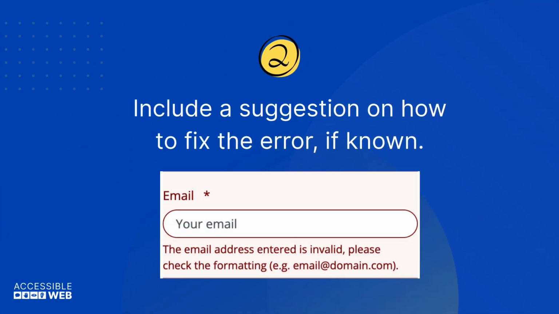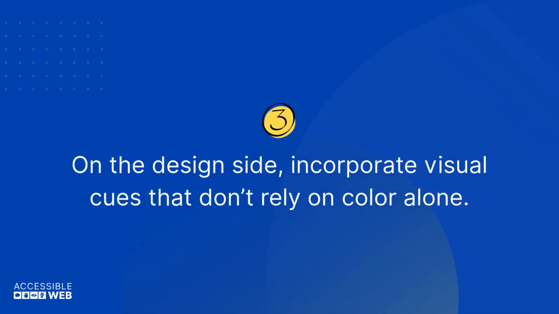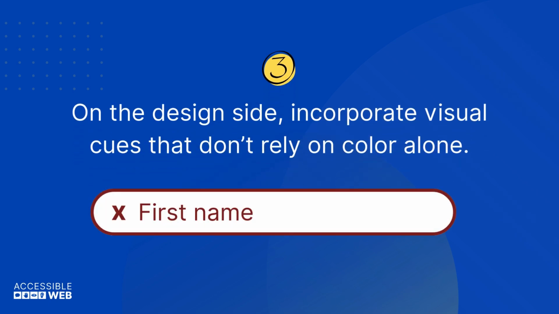For example, an invalid email field with the error message, the email address entered is invalid. Please check the formatting. Example, email@domain.com. On the design side, incorporate visual cues that don't rely on color alone. Example, a red X, where both the red color and the X symbol visually signal the presence of an error.